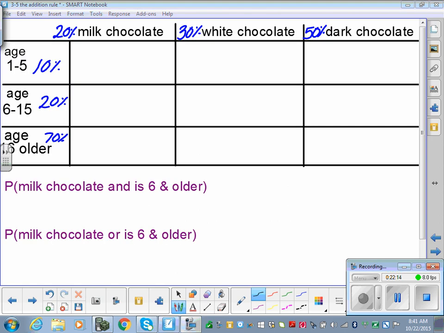So looking at this, there was a study that a company did. Hershey's was trying to come out with a new candy bar, and they did this study because they were trying to decide if they should do milk chocolate, white chocolate, or dark chocolate with this new candy bar. So they tested a bunch of different age groups. They found that 20% of people like milk chocolate, 30% like white chocolate, and 50% of the group they were studying preferred dark chocolate.